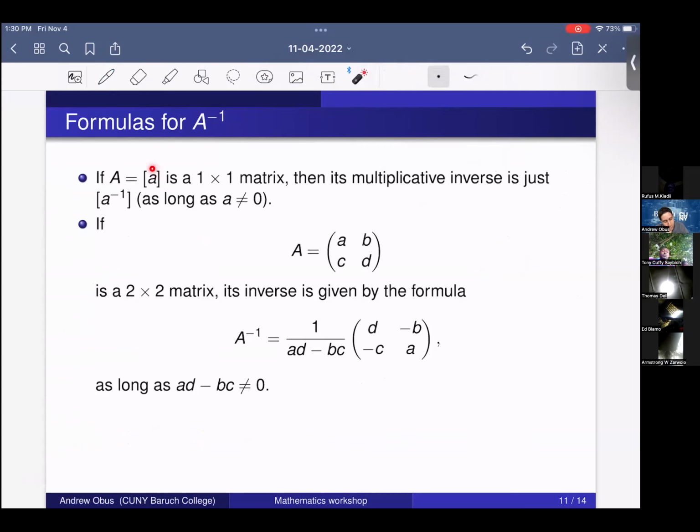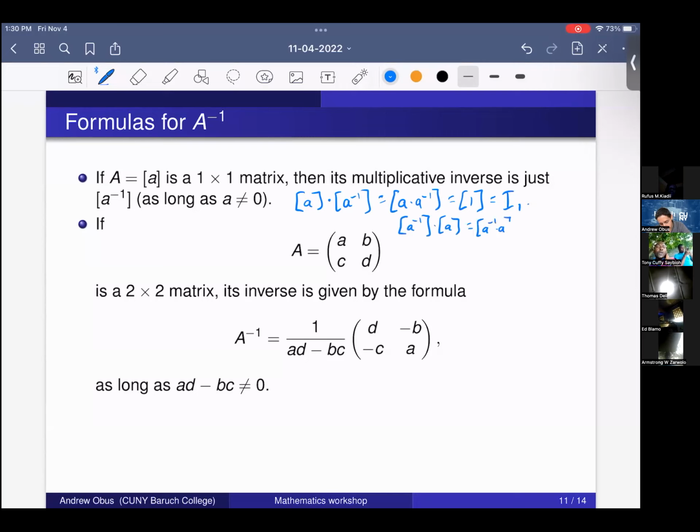So if I have a 1 by 1 matrix, which means it's just a number, then its multiplicative inverse is just a 1 by 1 matrix that has the reciprocal of that number in there. That's because if I take the matrix A and multiply it by the matrix A inverse using 1-by-1 matrix multiplication, this is just A times A inverse, which we know is going to be 1. And this is the 1-by-1 identity matrix. Okay. And you can do it in the other order also. A inverse times A is the same thing as 1, which is the identity matrix. Okay, so a 1-by-1 matrix is relatively easy.